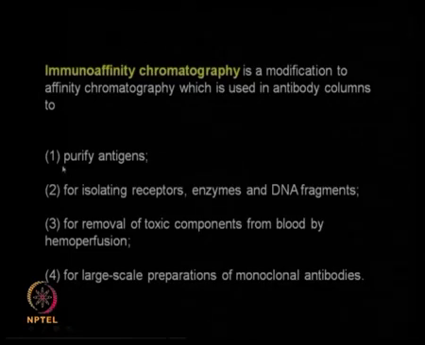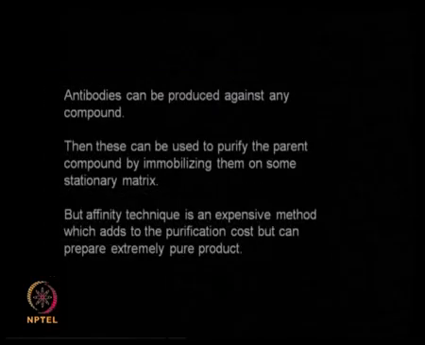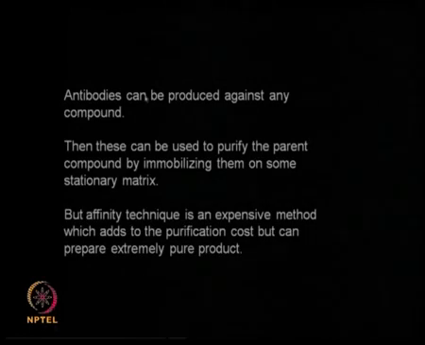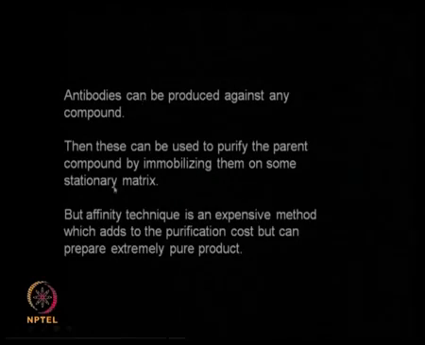So if you want to purify antigens, you want to isolate receptors, enzymes, DNAs, if you want to remove toxic components from blood, that is called hemoperfusion, or if you want to do preparation of monoclonal antibodies, then you use something called immuno-affinity chromatography. So basically, we can produce antibodies for any compound. Then these antibodies are immobilized on a stationary matrix. So we can purify the parent compound.